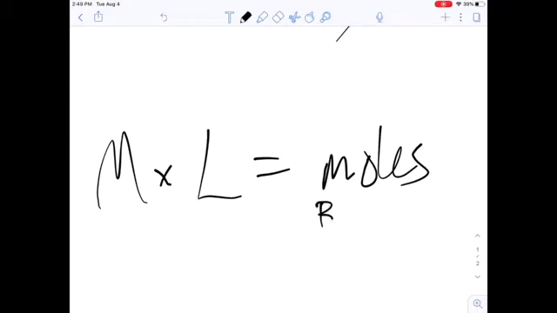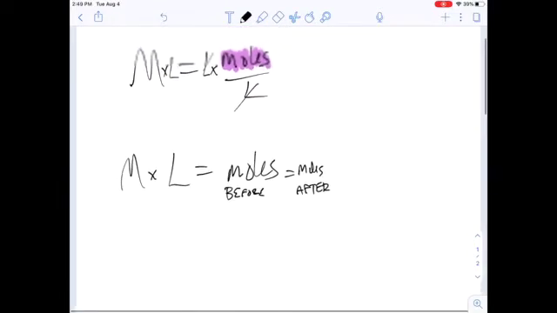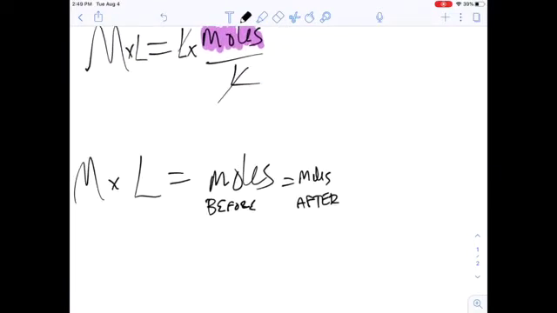And remember, the moles before are the same as the moles after. The only thing that's really changed is the amount of liquid, the amount of solvent in the solution, and therefore the concentration. So in reality, there's going to be a new molarity and a new liters that are there, but it's still going to be the same number of moles. So rather than have a four-part equation like this, we're just going to cut out the middleman because everything is the same anyway.